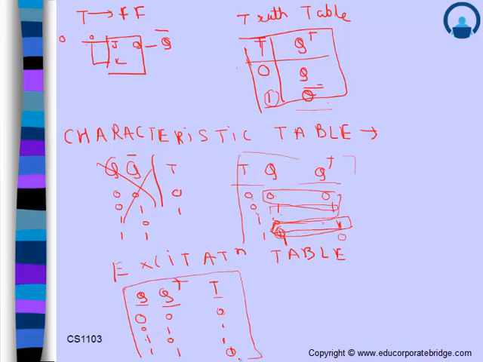So this is the excitation table, this is the characteristic table, and if we make the K-map for the characteristic table, we get the characteristic equation. Therefore the characteristic equation for the T flip-flop can be written as T bar Q plus T Q bar.